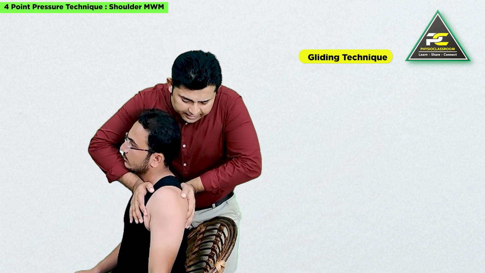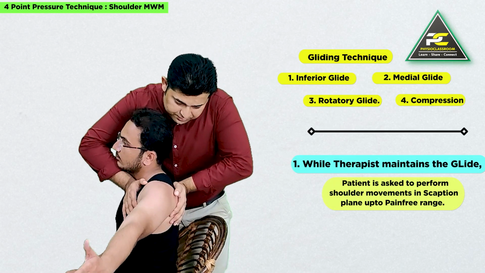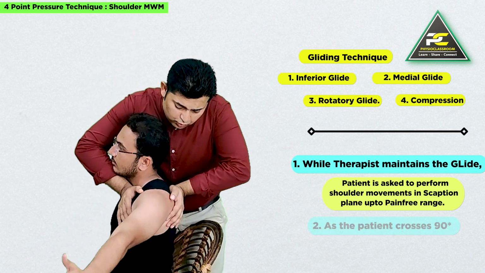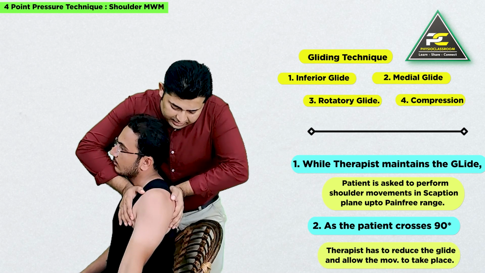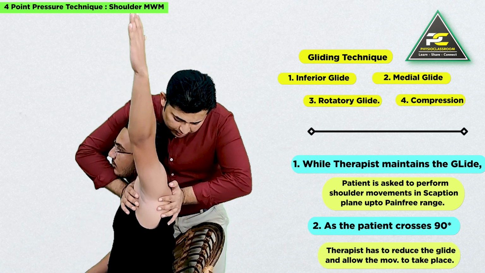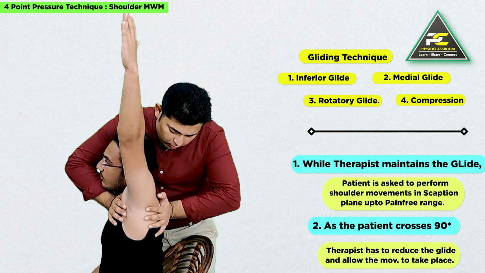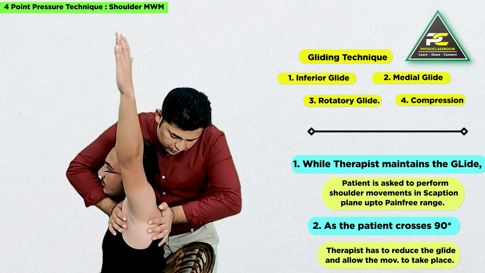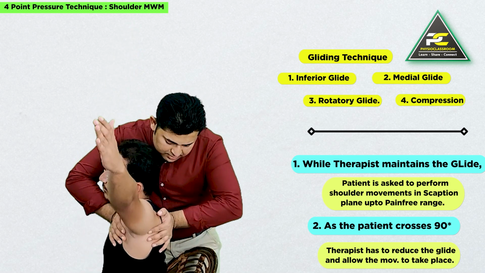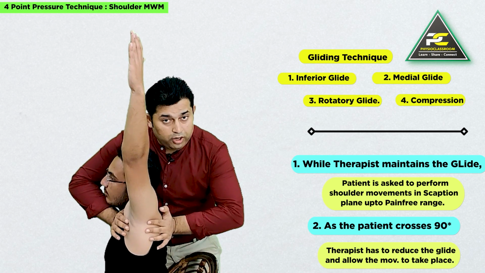Now, while maintaining this glide, the patient is next asked to raise the shoulder joint in the plane of scaption to the pain-free range, and as the shoulder crosses beyond 90 degrees, the therapist can slowly release the glide and allow the scapula to get raised and externally rotated so as to maintain a normal scapulohumeral rhythm. So the glide is going to be maintained up to 90 degrees, and then it is going to be slowly released, allowing the scapula to move along with the humerus beyond 90.